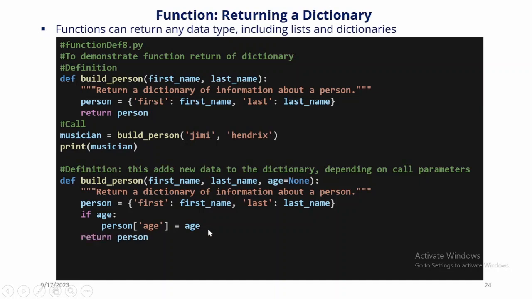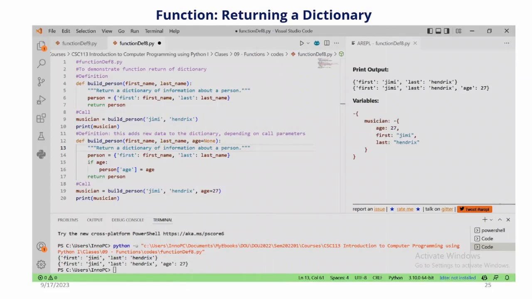Then you return person. So this function has the capacity to either return just the first name and the last name, or to return a dictionary that contains first name, last name, and age. It's optional. So when we call the function and say musician equal to build person Jimi Hendrix, age equal to 27, it returns the full list: first name, last name, age. You can now print musician. And when you run the program, this is what it looks like.